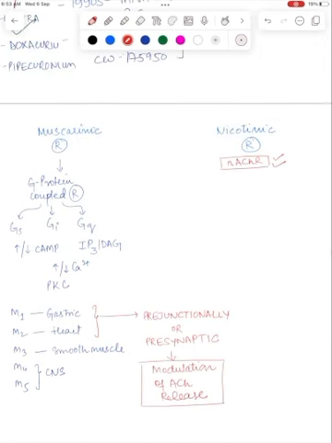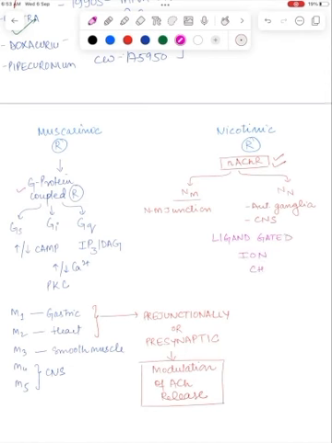Then the nicotinic receptors are also of two types. We have NM receptors and NN receptors. NM receptors are located at the neuromuscular junction, whereas the NN receptors are located in the autonomic ganglia and also in the central nervous system. Right? So just like muscarinic receptors were G protein coupled receptors, nicotinic receptors are ligand gated ion channels.